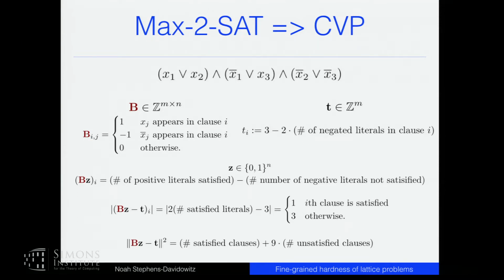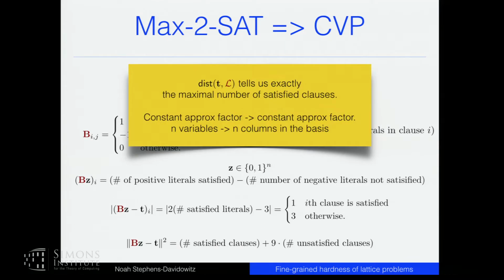And one thing I cheated on here. In CVP instances, we care about all possible coefficient vectors, not just 0,1 vectors. But if you stare at this for a second, you'll realize that all other vectors are at least as far away as the 0,1 vectors. So this is kosher. And what this means is that the distance between the target and the lattice tells us exactly the maximal number of satisfied clauses. This is just another NP-hardness reduction. But what's nice about this reduction is, first of all, it maps constant approximation factors to constant approximation factors. So I actually have proven NP-hardness here of constant factor approximate CVP for some terrible constant approximation factor like 1.001 or something.